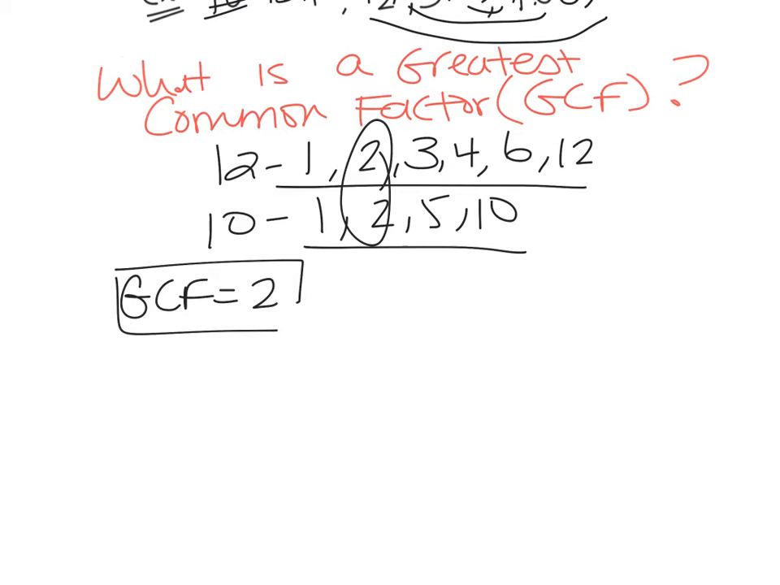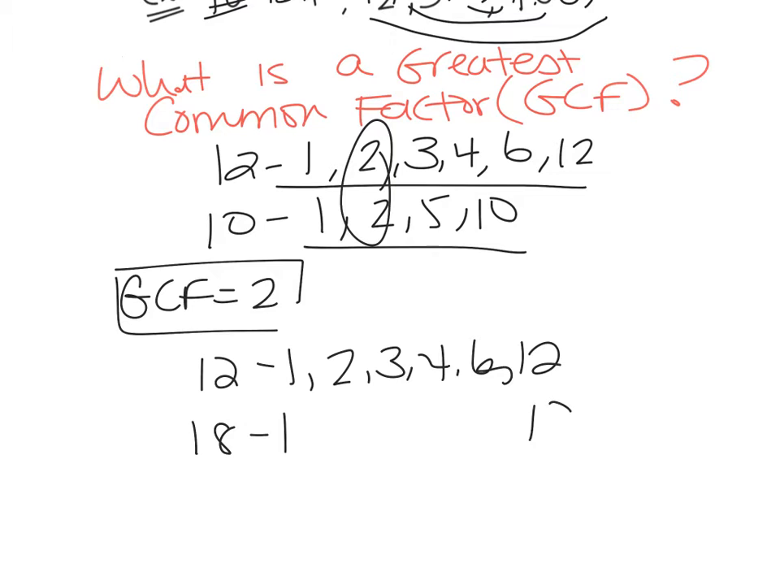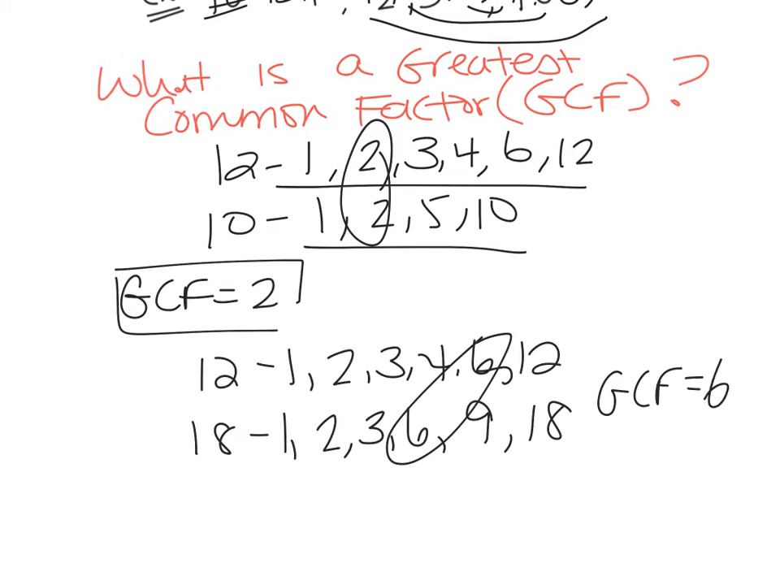So what if I did 12 and 18? I already have the factors of 12, so I'm going to cheat and write them again so I don't have to think of them. All right, and now 18. What are my factors of 18? Well, 1 and 18, 2 and 9, and 3 and 6. So what's the GCF of 12 and 18? Well, my biggest number that goes into 12 and 18 would be 6, because that's my biggest number.